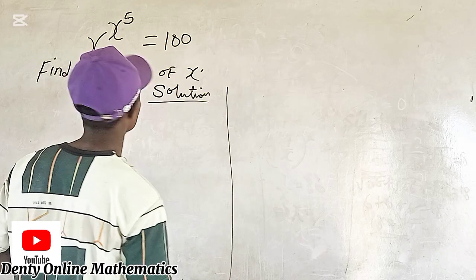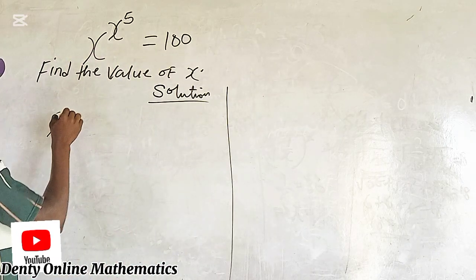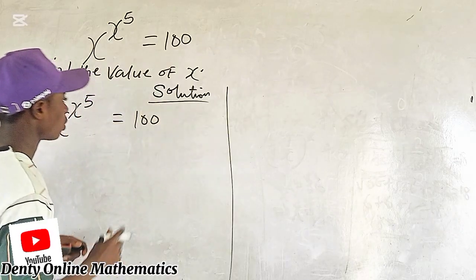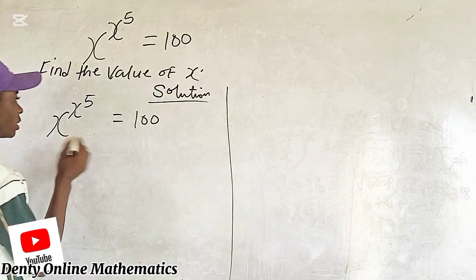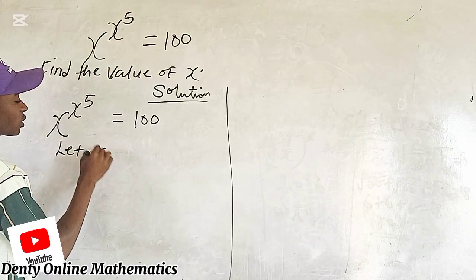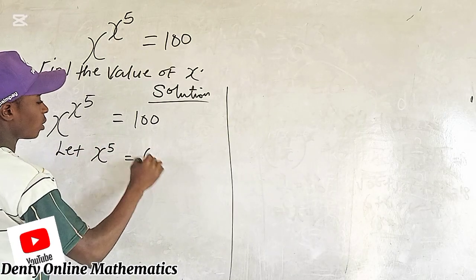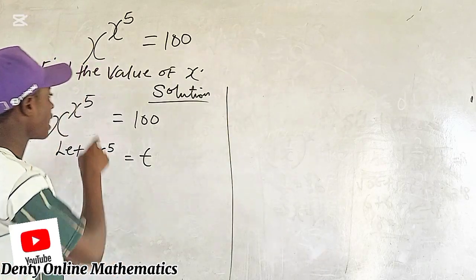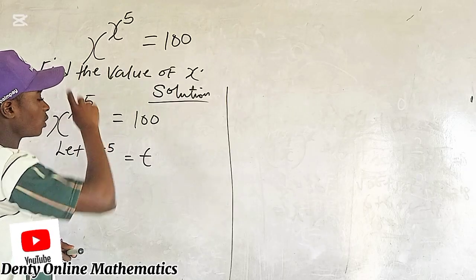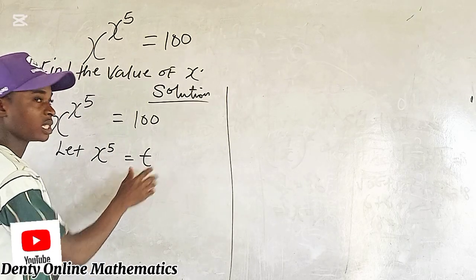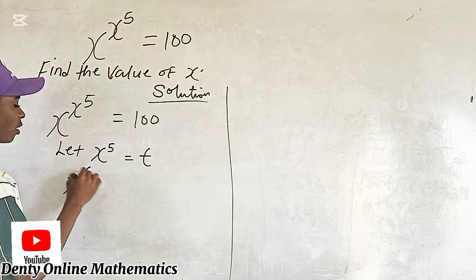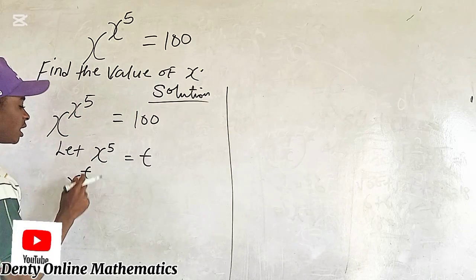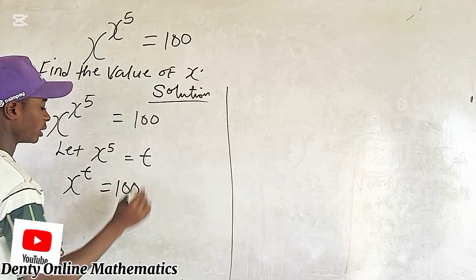Now, what we have is x raised to the power of x raised to the power of 5 to be equal to 100. Now, I will say let x raised to the power of 5 equal to t. I've done a simple substitution at this point. What this means is anywhere I see x raised to the power of 5, I'm going to replace it with the variable t. So I'm going to have x raised to the power of t, because x raised to the power of 5 is equal to t. So it will be x raised to the power of t to be equal to 100.